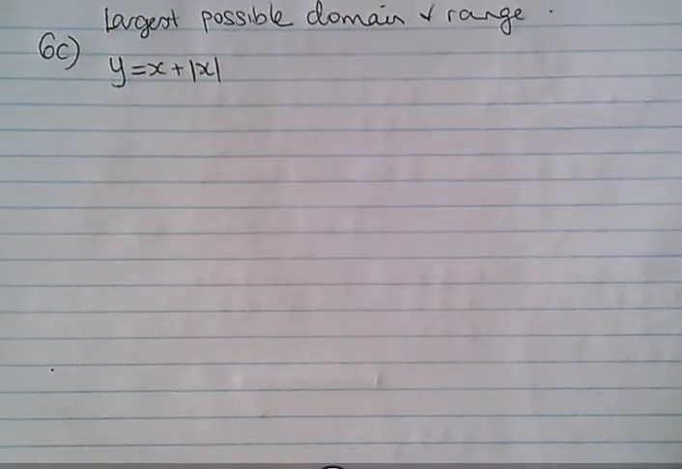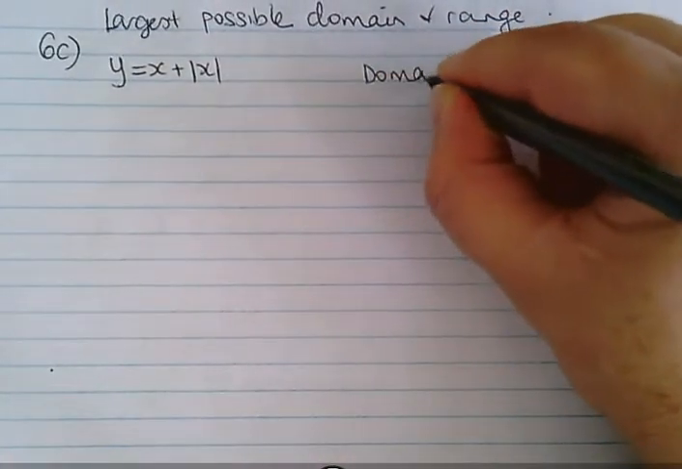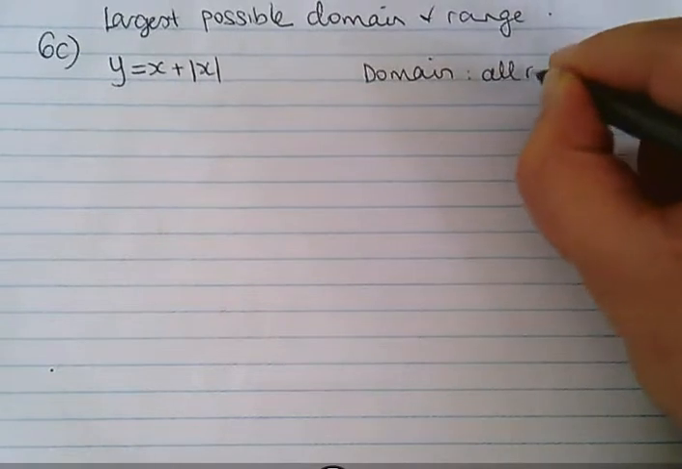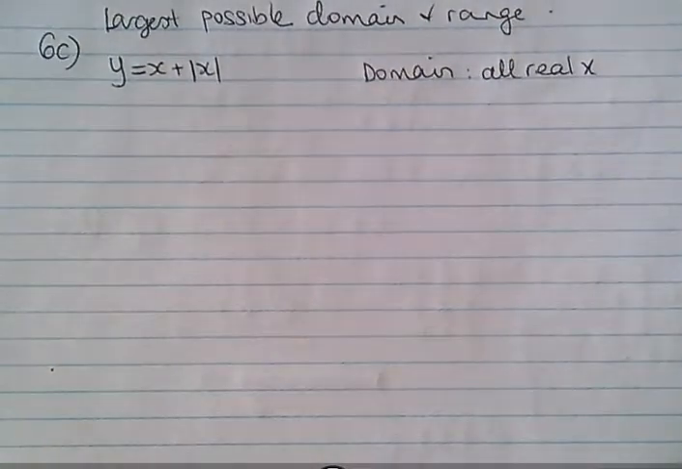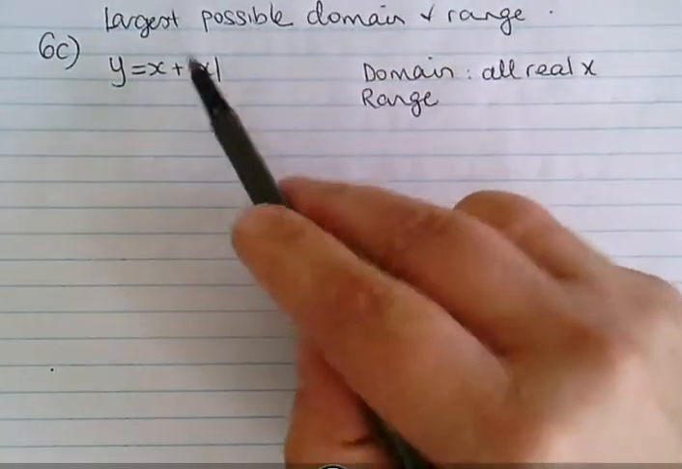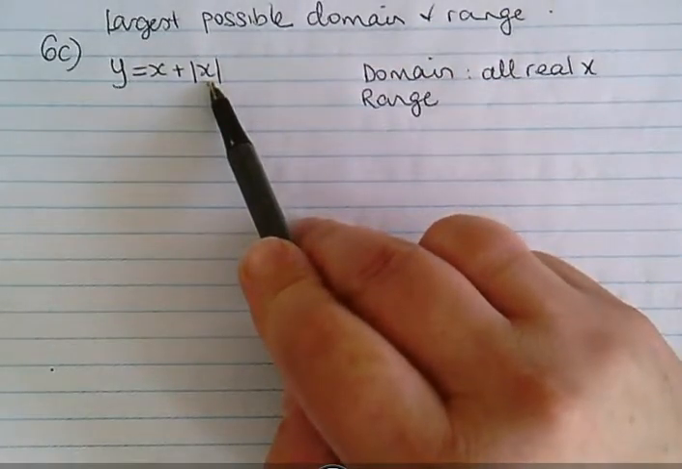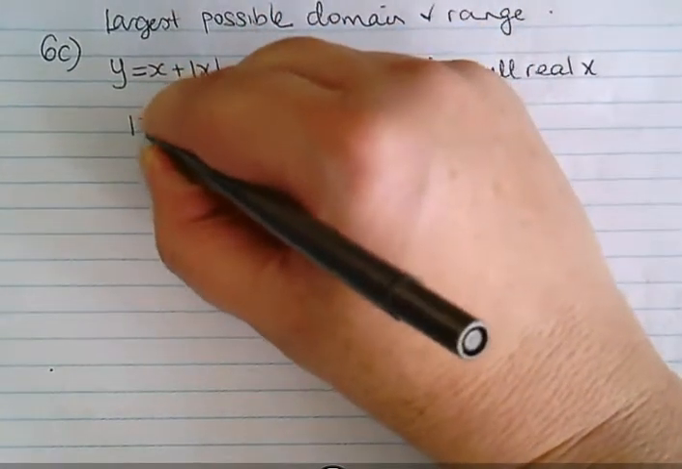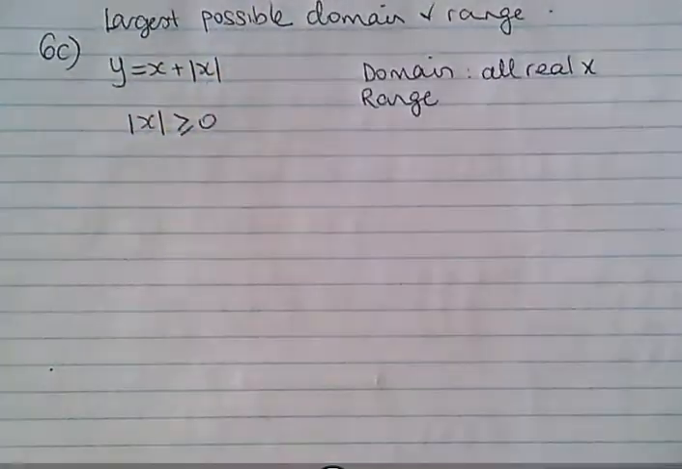Question 6, largest possible domain and range. Do you think x is allowed to be anything? Yeah. Let's just start with that. So the domain has got to be all real x. Just look at it. x can be positive, it can be 0, it can be negative, no problem. The range, now, we know that this second bit is always going to be positive or 0. So that will be greater than or equal to 0, no matter what value of x you put in there.